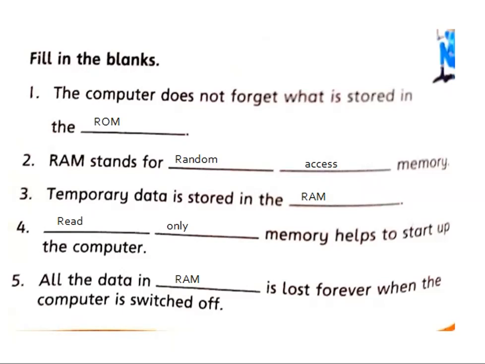The fourth one is: dash memory helps to start up the computer. It's a read only memory. It helps to start up the computer. The fifth one is: all the data in dash is lost forever when the computer is switched off. It's RAM, because RAM is a temporary memory. So when we switch off the computer, all the data in RAM is lost forever.